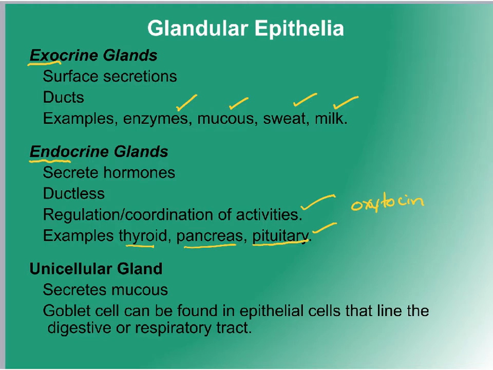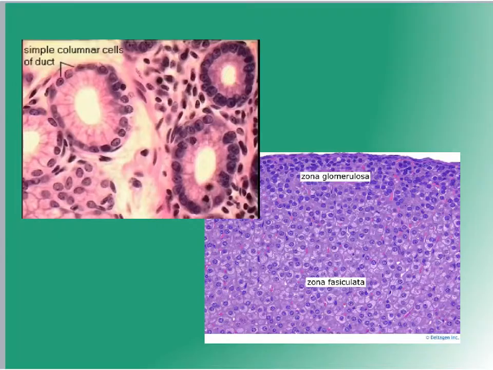And then lastly, there are unicellular glands. They secrete mucus, and more specifically, they're just made of one single cell. So for instance, goblet cells, they can be found between epithelial cells that line the digestive or the respiratory tract. So let's have a couple of these. All right, so here would be a type of exocrine gland, and here would be an endocrine gland.